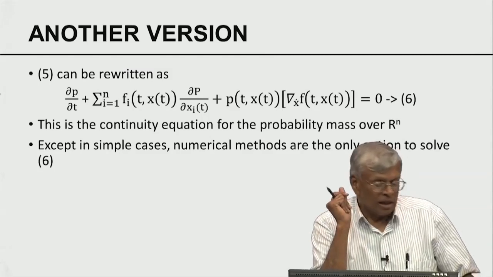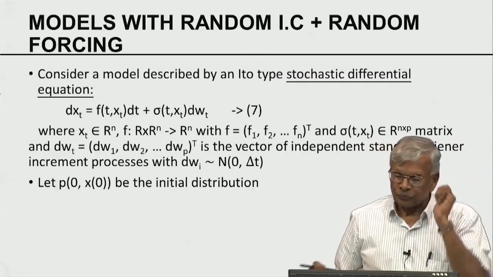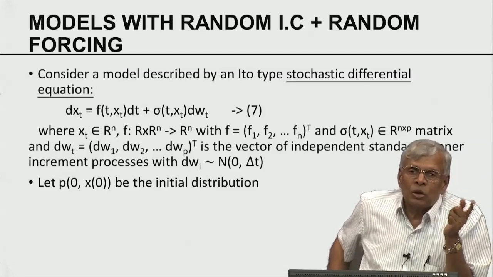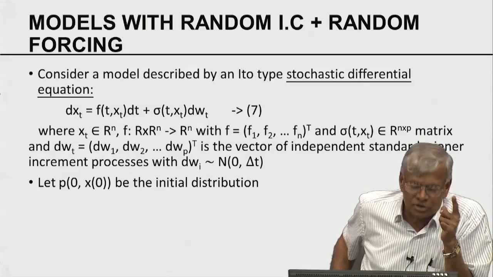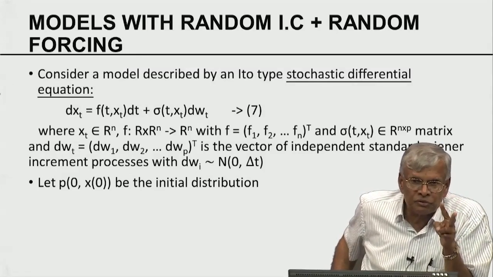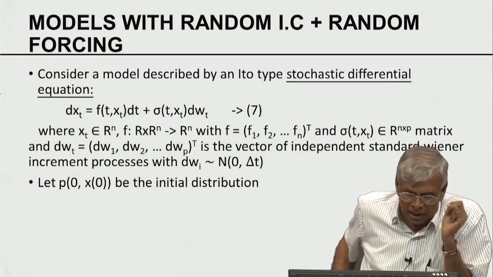I would encourage you to inquire into this line of argument. Now I am going to go to the next level, where I am assuming there is randomness in the initial condition plus randomness in forcing. There are two sources of randomness.